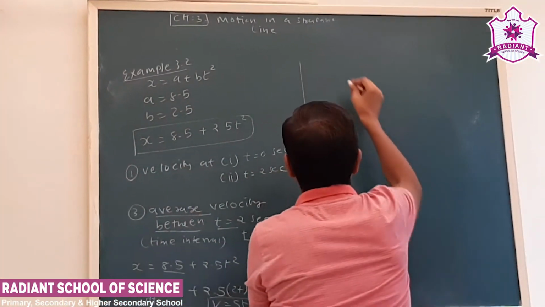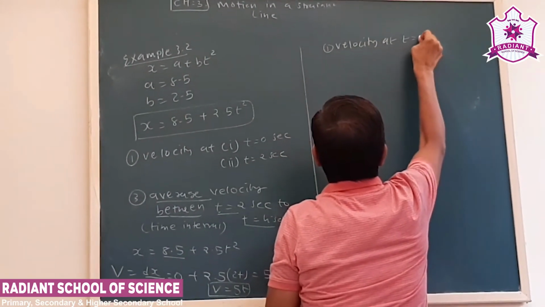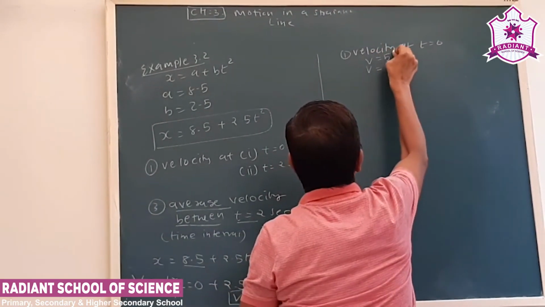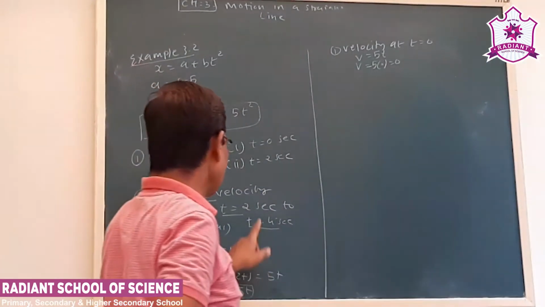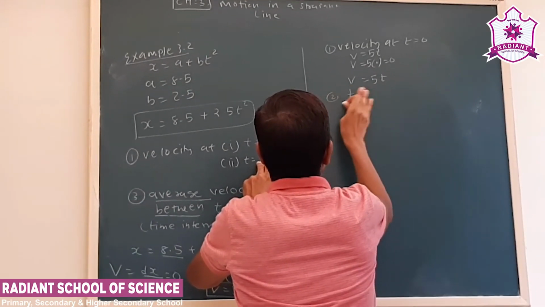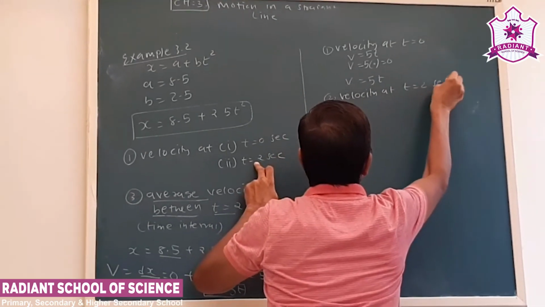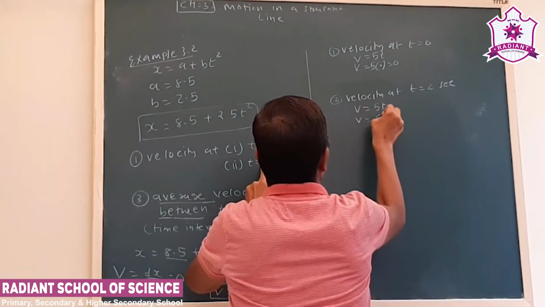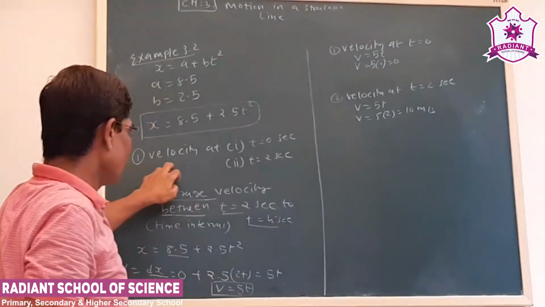Now first, velocity at t is equal to 0 is, v is equal to 5t. Now second time, okay. Now see the answer of the first part.